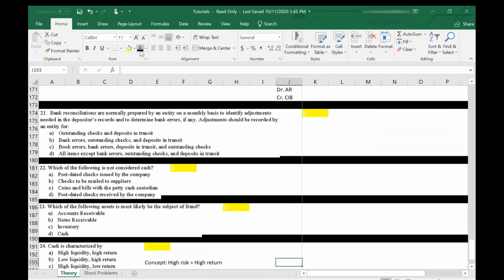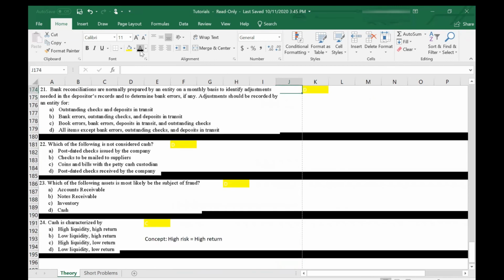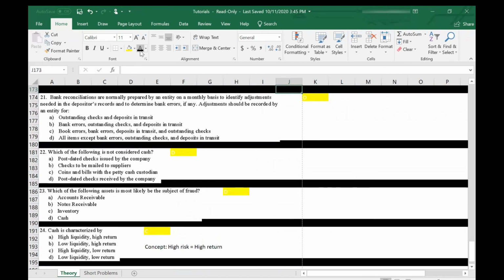We're left with four items. Number 21. Bank reconciliations are normally prepared by an entity on a monthly basis to identify adjustments needed in the depositor's record and to determine bank errors, if any. Adjustments should be recorded by an entity for letter A, outstanding checks and deposit in transit. Do we adjust for this, at least on our books? It says adjustments should be recorded by an entity. Do we record outstanding checks and deposit in transit?